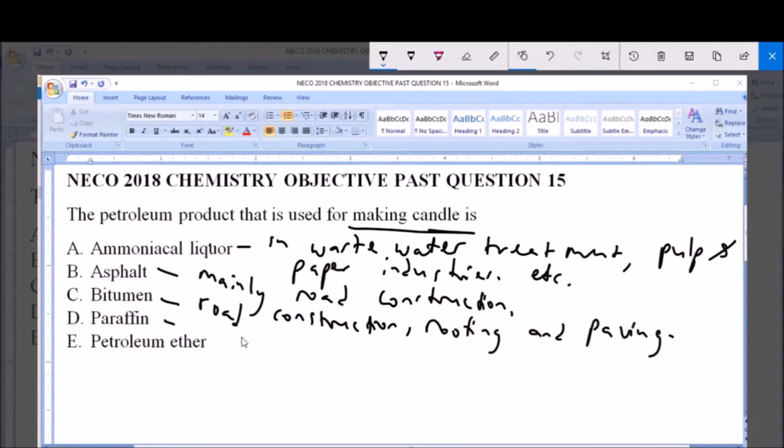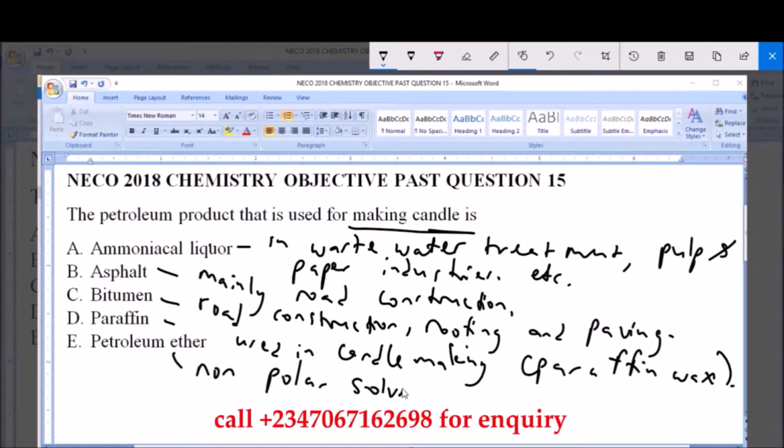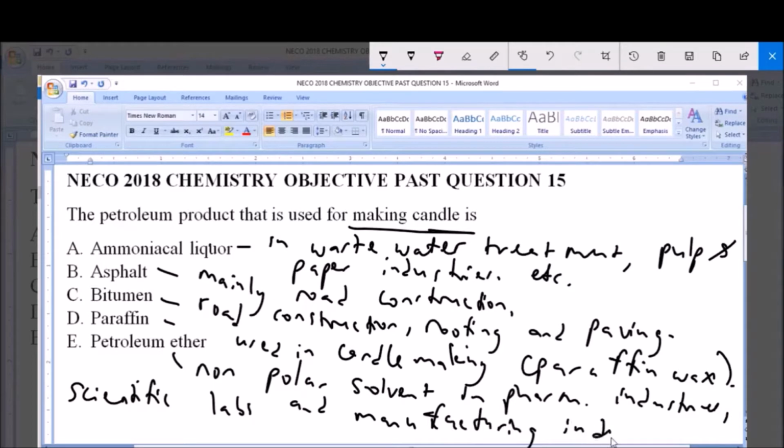Now option D, which is paraffin, is used in candle making, specifically the paraffin wax. The paraffin wax is what is used in candle making. So paraffin is used for making candles. And then petroleum ether is used as a non-polar solvent in pharmaceutical industries, scientific laboratories, and manufacturing industries. So that is what petroleum ether is used for.